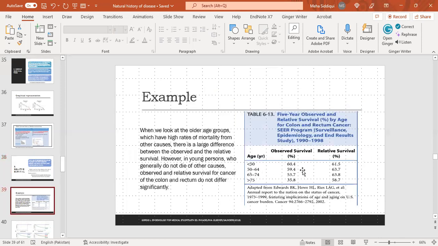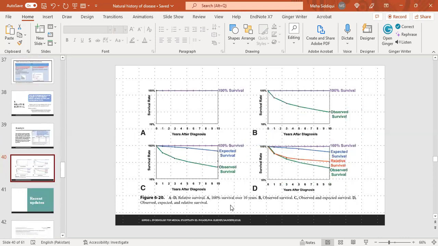So this is the table showing 5-year observed and relative survival by age. We can see that there is very little difference in younger age groups. However, there is greater difference between observed and relative survival in older age groups, because in older age groups we have high rates of mortality from other causes. So there is a large difference between the observed and relative. And in young persons who generally do not die of other causes, observed and relative survival for cancer of the colon and rectum do not differ significantly.